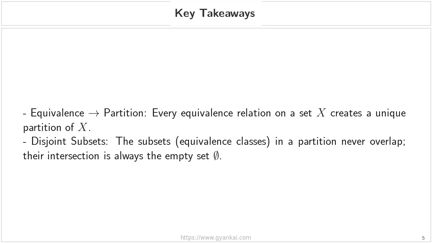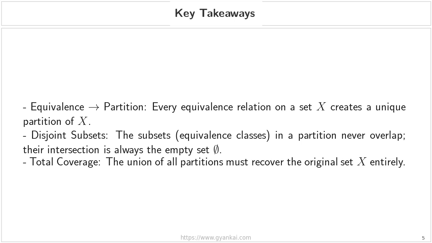Second, we must remember that these are disjoint subsets. The subsets, which we have been calling equivalence classes, never overlap. In mathematical terms, this means their intersection is always the empty set, often denoted by the symbol emptyset. Just like in our library example, a book cannot be in 2 different genre-based partitions at the same time. Third is the principle of total coverage. The union of all these partitions must recover the original set X entirely. This ensures that the slicing of the set is complete and that no element is left out.